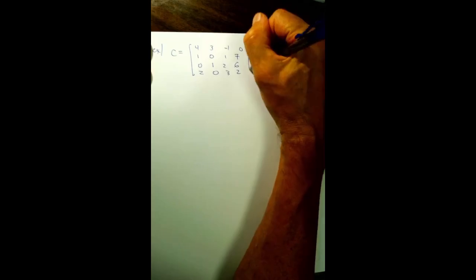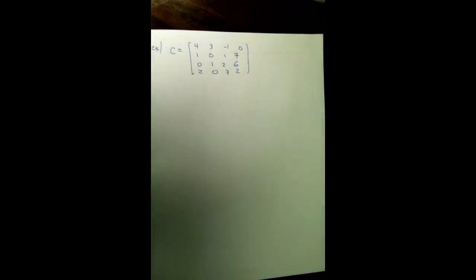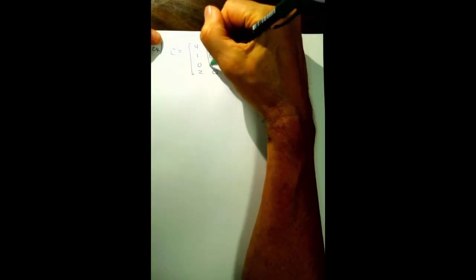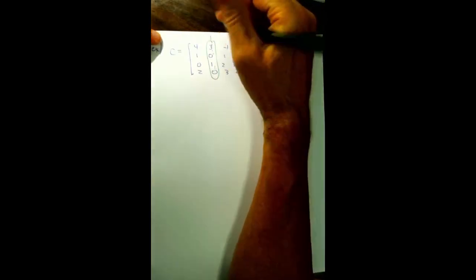Suppose I have the matrix C is 4, 3, minus 1, 0, 1, 0, 1, 7, 0, 1, 2, 6, 2, 0, 3, 2. Okay, I see some zeros in here, so I'm going to like multiplying by 0. So I'm going to choose either a row or column that has the most zeros. So what I'm going to do is I'm going to go down this way.